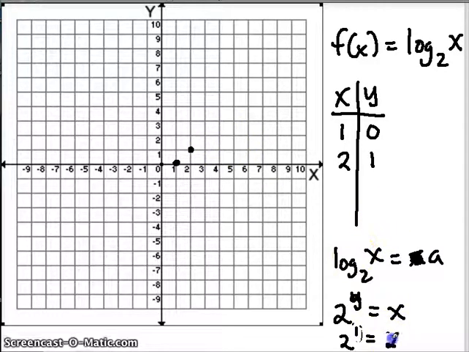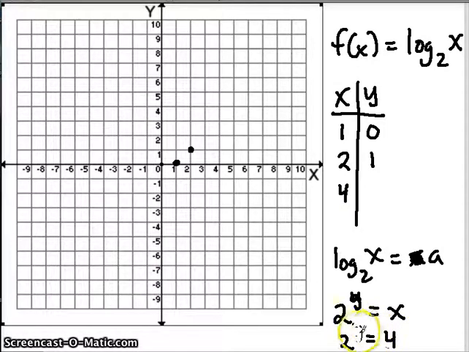And go again. This time we want another easy multiple of 2. So let's use 4 in its place. 4 is going to be my x. 2 to the what power is 4? Well, 2 squared is 4. So 4, 2 is what I end up graphing.